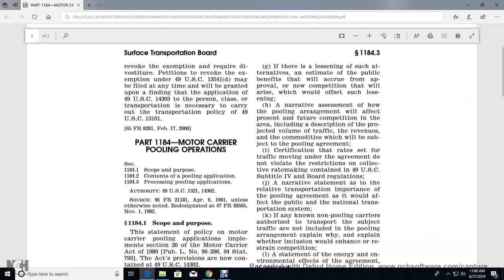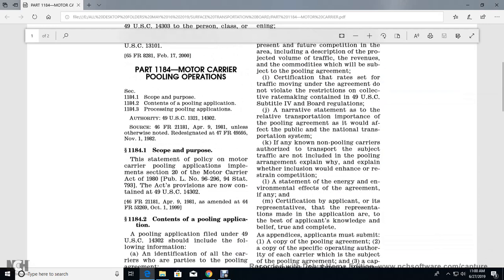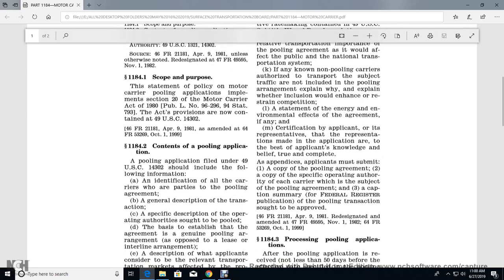Part 1184, motor carrier pooling operation. 1184.1, scope of the purpose. 1184.2, contents of the pooling application. 1184.3, processing pooling application. 1184.1, scope of the purpose of the statement: the policy of the motor carrier pooling application, implementation, section 20 of the Motor Carriers Act of 1980. The provisions now contained in Title 49 United States Code 14302.